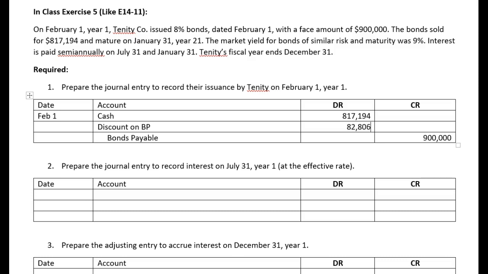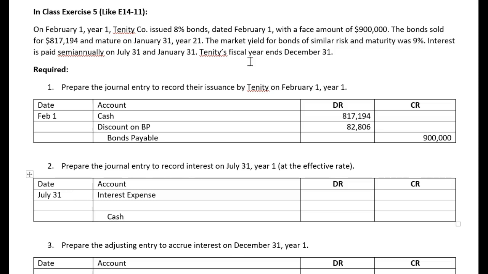So that brings us to the next date. Prepare the journal to record interest on July 31st of year 1 at the effective interest rate. So again, July 31st, we're going to do our interest payment. Now this is just like we've done before. We're going to debit interest expense, and we're going to credit the cash payment. Again, interest expense is calculated by taking the carry value, and at this point the carry value is $817,194, and we're going to multiply that by the effective rate.